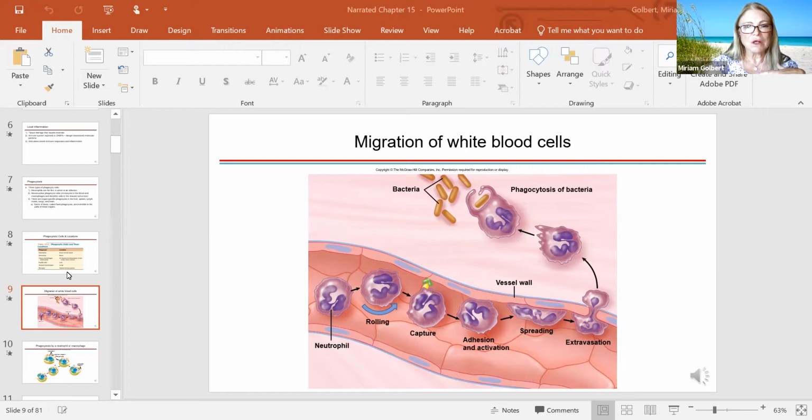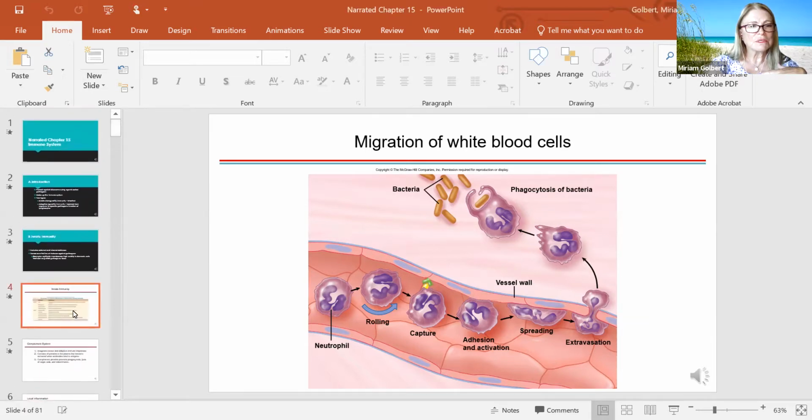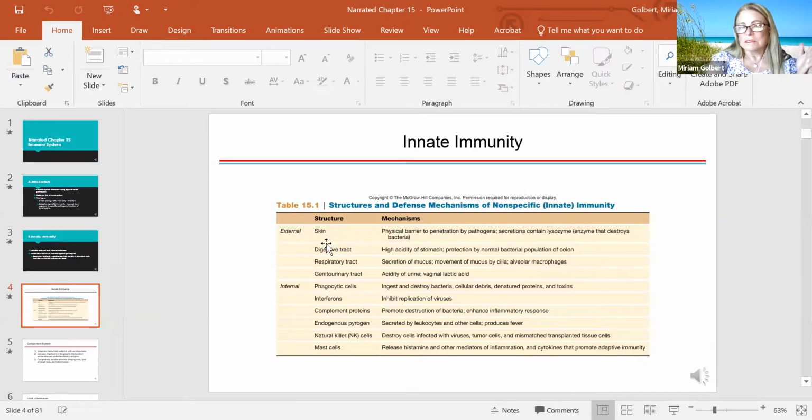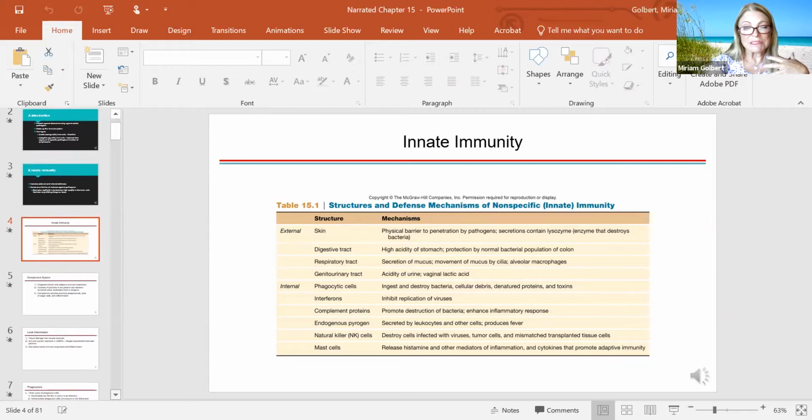And that involves all these different parts of the innate immunity, which are skin and digestive tract and respiratory tract. So everything that we call innate means we're born with it. So everything that comes with us already, it's part of that innate immunity, which is not specific to a particular antigen.